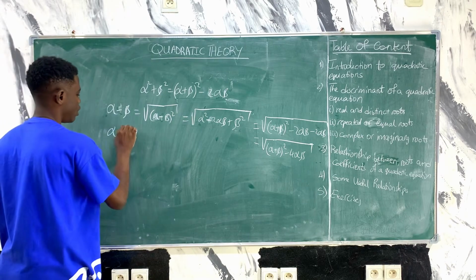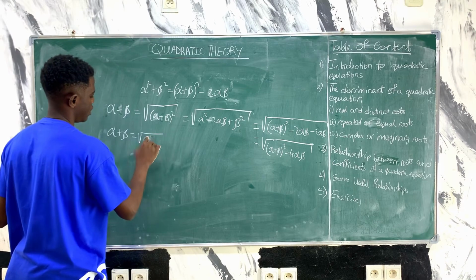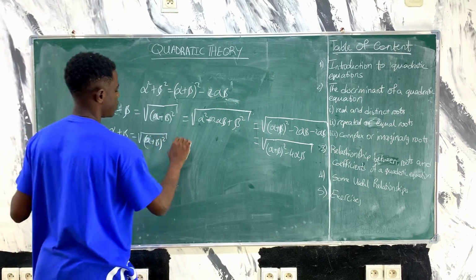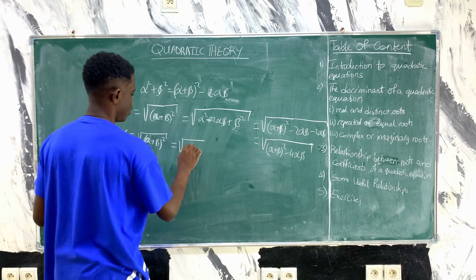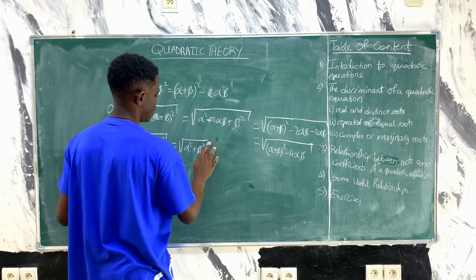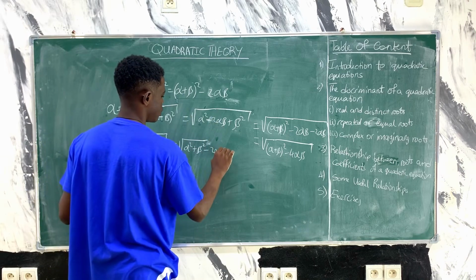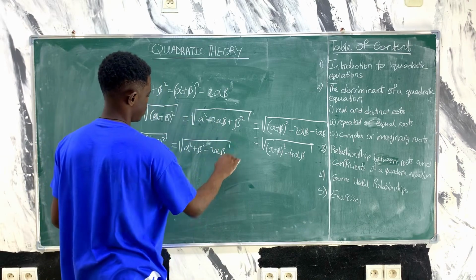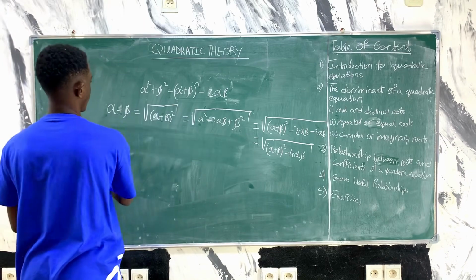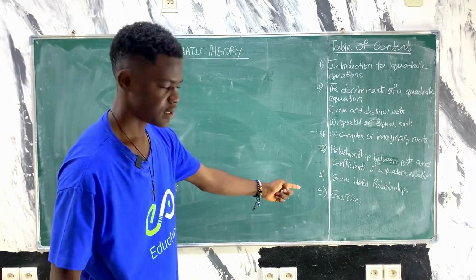So for alpha plus beta, it's the same as the square root of alpha plus beta all squared, which is equal to the square root of alpha squared plus beta squared plus 2 alpha beta. You have to know this for alpha minus beta. So let's dive into some exercises.